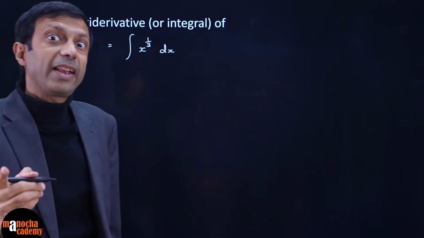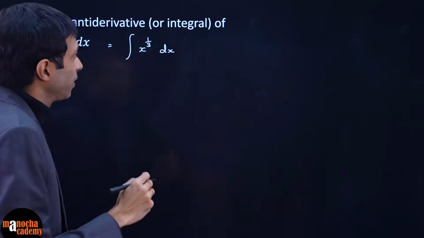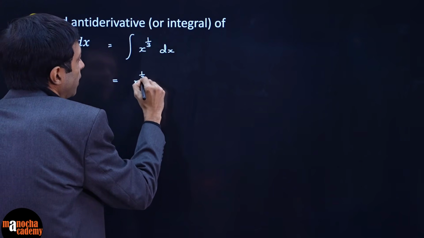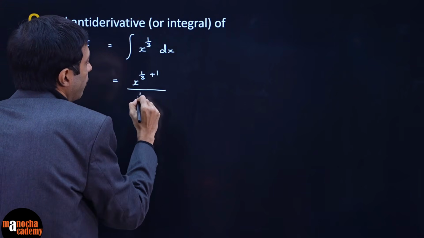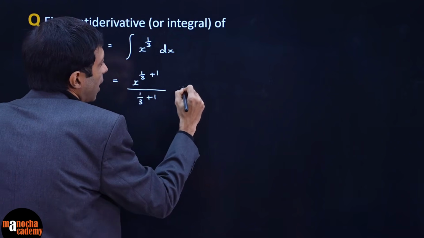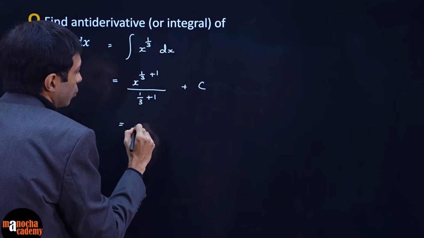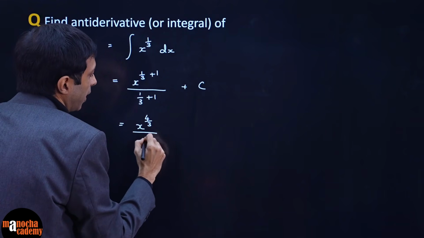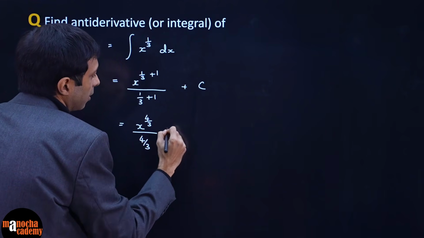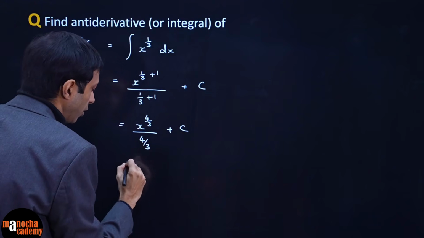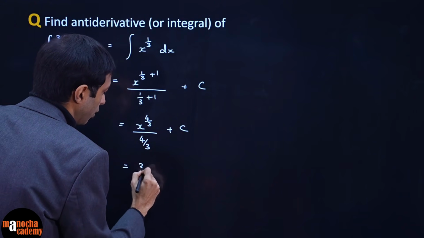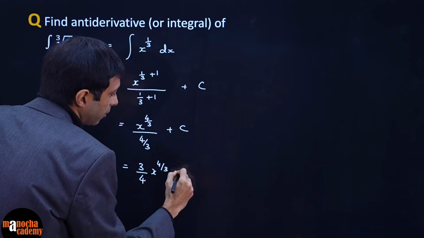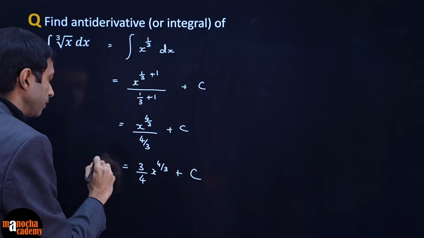And I told you that n you can use for fractional thing also, right? So what will this be? This will be x to the power 1 by 3 plus 1 divided by 1 by 3 plus 1, and plus our constant capital C. So now to make it nice, take the LCM, 4 by 3 over here, divided by 4 by 3, same thing, plus c. You can take the 3 on top to make it look nice, 3/4 x to the power 4 by 3 plus c. Got it?